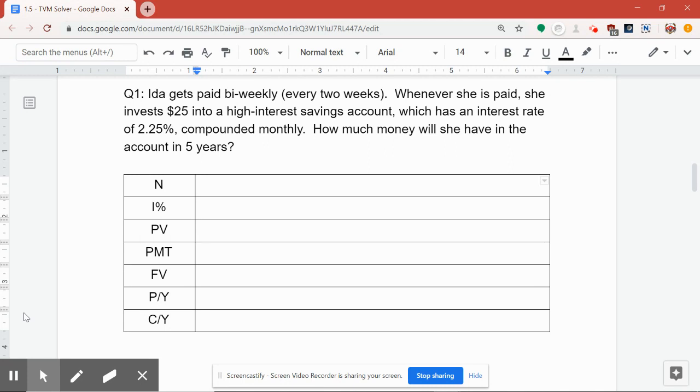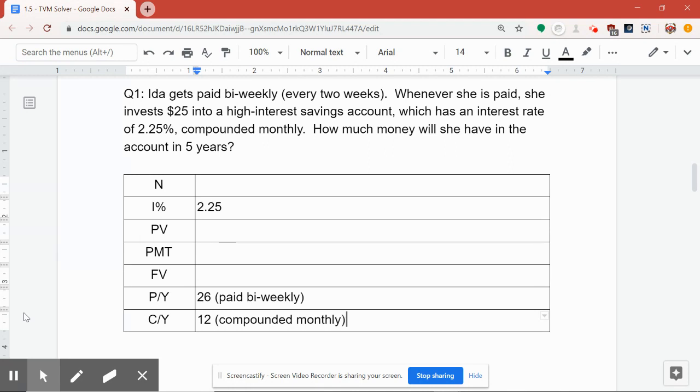Okay, so she gets paid bi-weekly. So bi-weekly is once every 2 weeks, so that would be 26 times. And that's going to go into P over Y. That's how often payments are made on this investment. The interest rate is 2.25%. So we put the interest rate as a percentage, and it's compounded monthly. So C over Y is going to be 12. So this is compounded monthly.